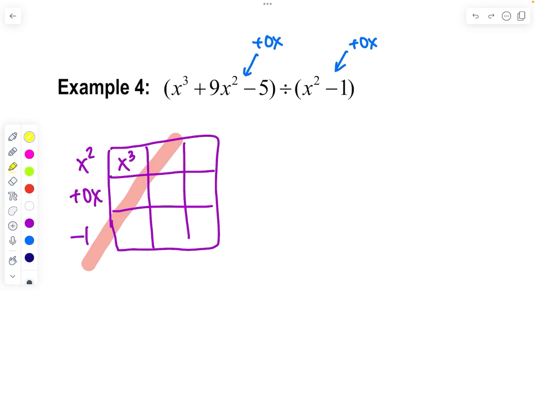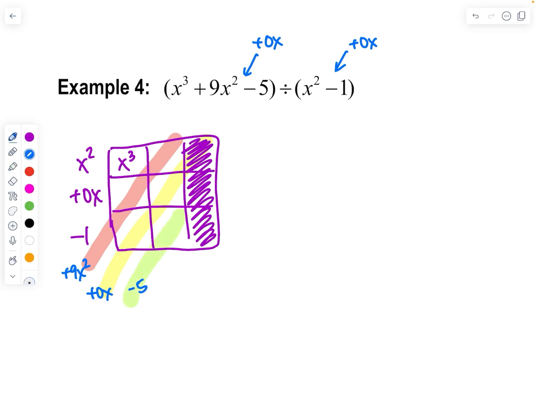And then I also have my negative 5. Okay, and in reality, I don't need that last row. This one's not going to come into play, and you'll see why in a moment. Okay, so this would be, so I'm looking for 9x squared, and then 0x, and then negative 5.